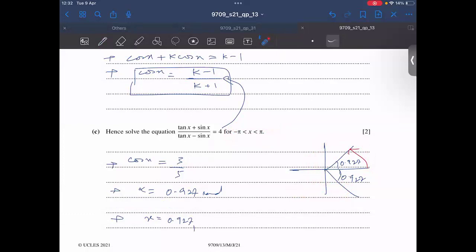Now, I have negative angles as well that are part of the domain. So I'm going to be rotating in the anti-clockwise direction as well. So the first stop is 0.927, and minus 0.927. The second stop is 2 pi minus 0.927, and then the negative of it, which is going to lie outside the domain. So we have just these two angles lying within this domain, and these are basically my solutions. Is it clear or not? Clear.